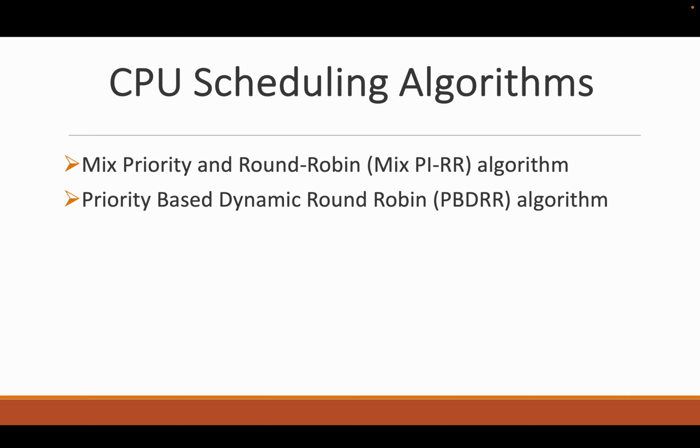The CPU scheduling algorithms that we worked on are the mixed priority and round robin algorithm, also known as mixed PIRR. And the second algorithm that we worked on is the priority based dynamic round robin, also known as the PBDRR algorithm.